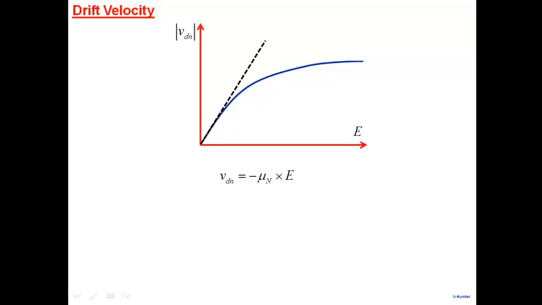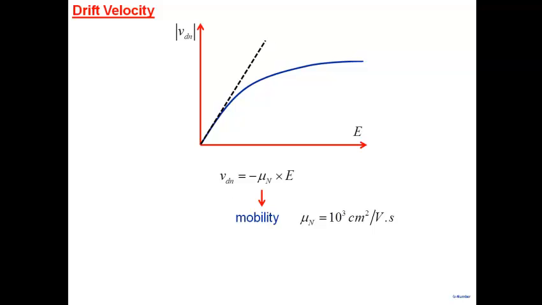Okay, and the proportionality constant is what we call mobility. So that's a very important semiconductor material parameter here. If I apply a certain field, I will get a certain drift velocity, and the proportionality constant is the mobility. You can check the units: drift velocity is centimeter per second, electric field is volts per centimeter. So the mobility is centimeter square per volt second.